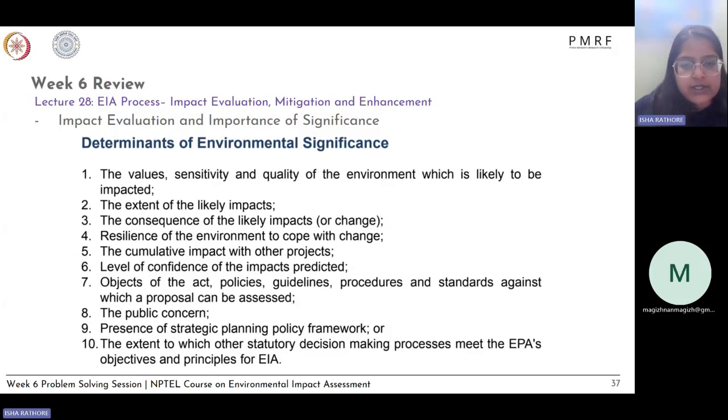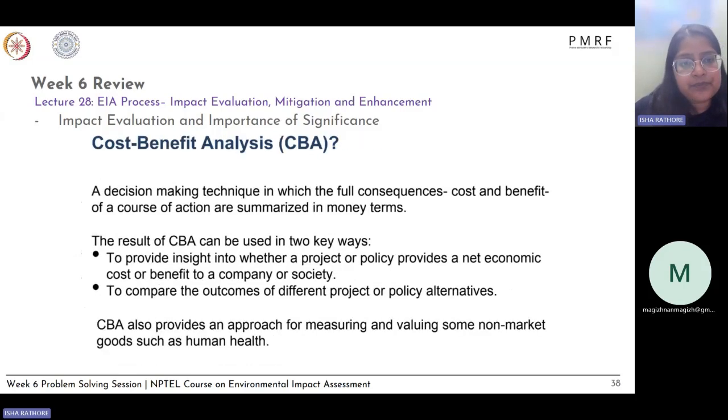of the collected data or data source, the objects of the act, policies, guidelines, procedures, and standards against which a proposal can be assessed, the public concern, presence of strategic planning policy framework, or the extent to which other statutory decision making processes meet the Environmental Protection Agency's objective and the principle of doing the EIA. So all of these need to be considered when you determine the significance of impacts on the environment.